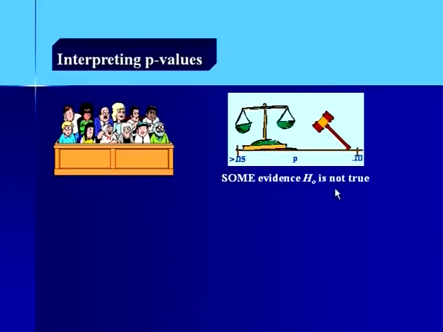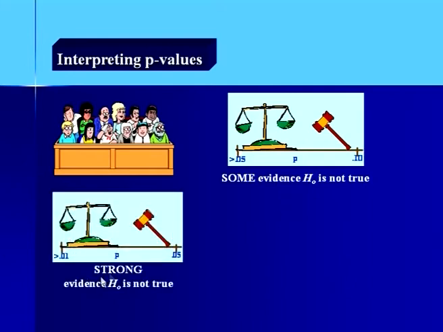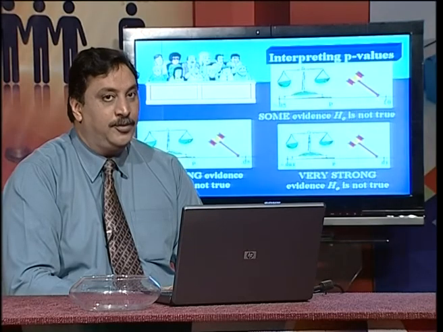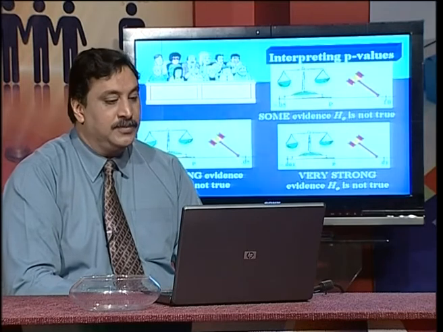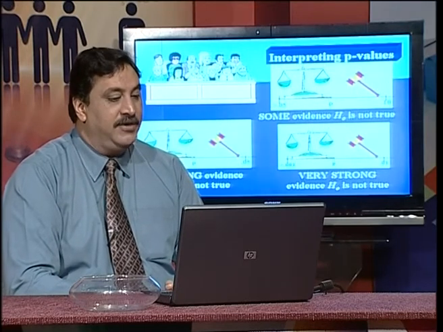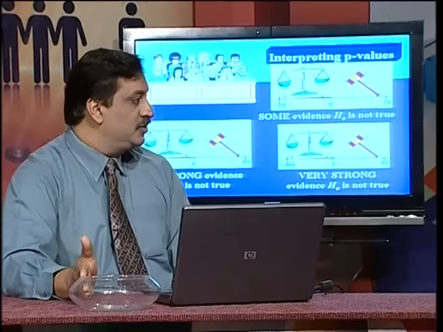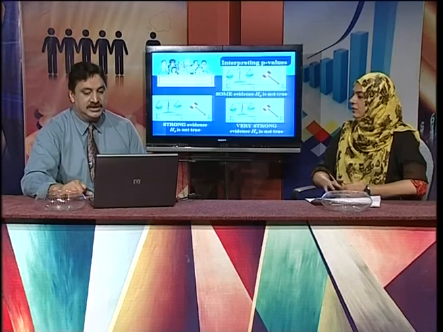Exactly. Okay. In the second, there is strong evidence that H0 is not true. Here we see the p-value lies between 0.01 and 0.05. Here the p-value is less than 0.05, so we have strong evidence that H0 is not true. Strong in the sense that 0.05 shows only a 5% chance of committing an error. Exactly. Okay.